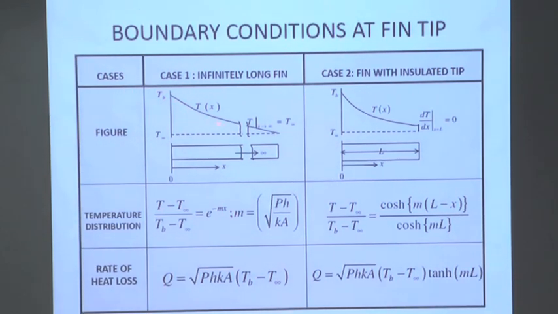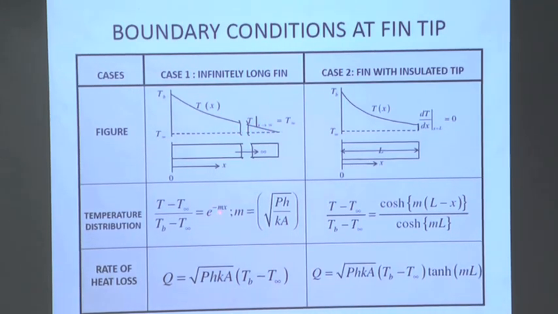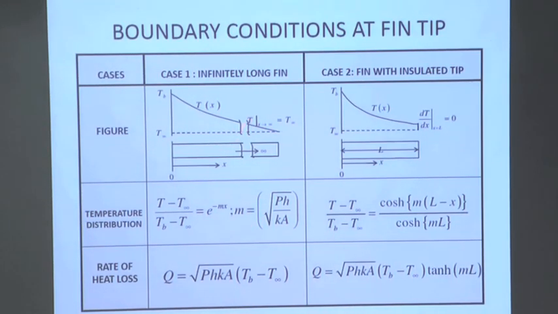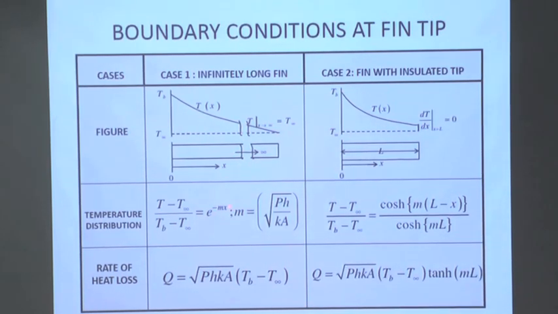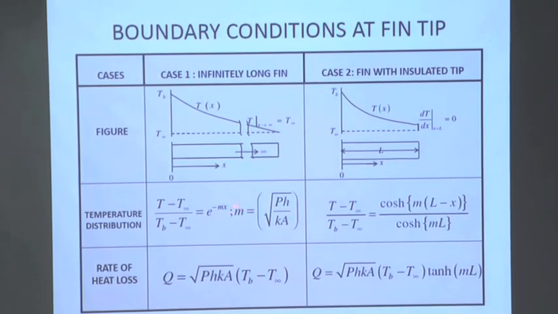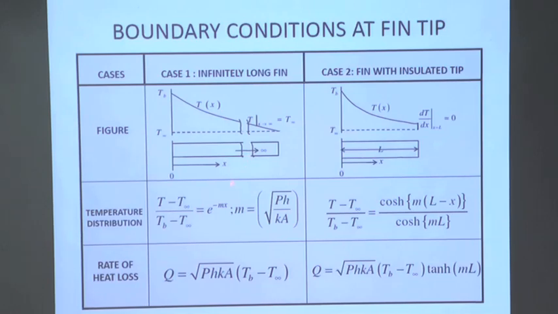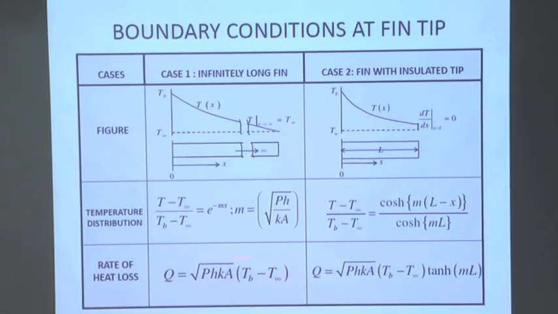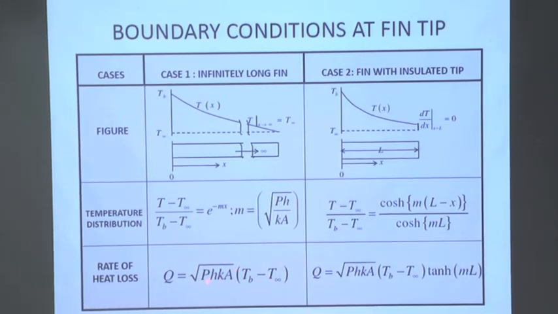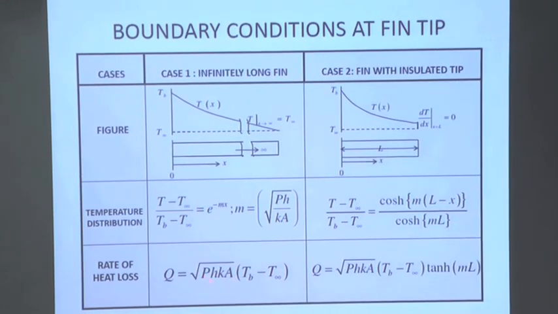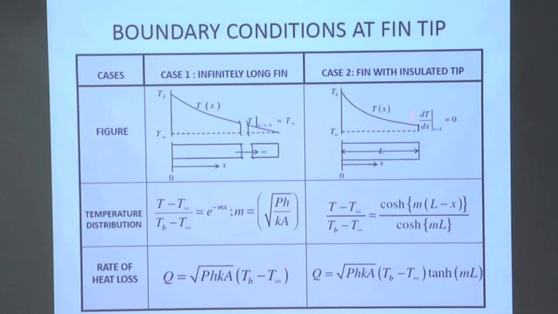So the curve goes to T infinity. Another thing is that this type of solution at the same time gives a zero slope: dT/dx is zero as x tends to infinity. And the heat transfer rate accordingly is given by the square root of hPkA times (TB minus T infinity).